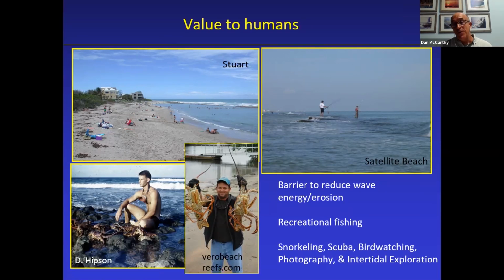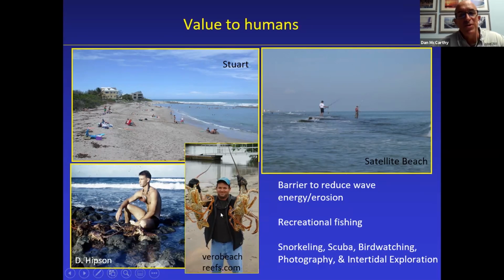So they have very high value in that respect. Okay. Another thing is recreational fishing. So people that know these reefs can fish for them. You see these fishermen standing on top of the reef fishing. People catch snook, red drum, sheepshead, among others, on these reefs. So people have a lot of fun with that.